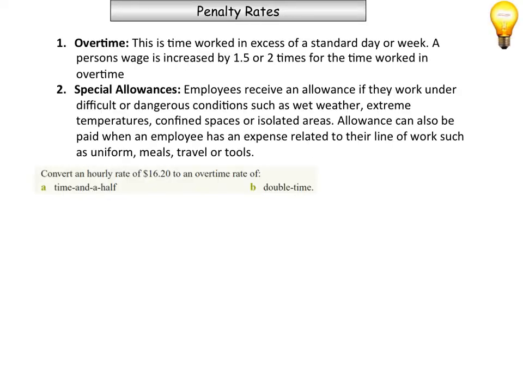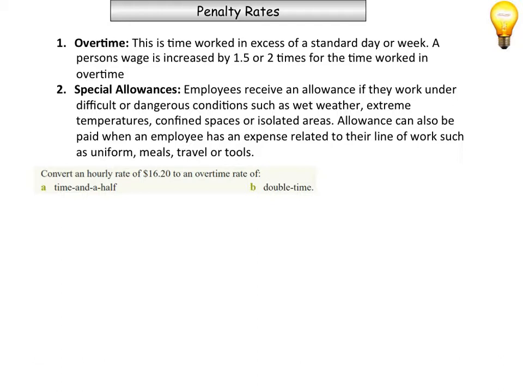So this video is going to look at penalty rates. Sometimes people are paid penalty rates for overtime. So this is time that they work aside from their regular hours that they're supposed to. Say they were supposed to work a 35-hour week, they might work a 37-hour week, and so they can get paid 1.5 or 2 times the amount worked in the overtime.